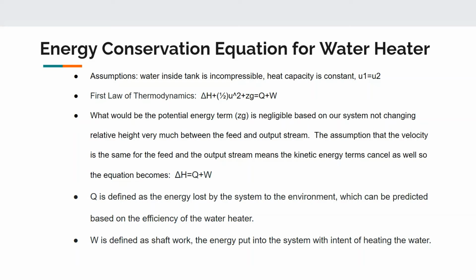Our first law of thermodynamics equation becomes the change in enthalpy equals Q plus W, where Q is defined as the energy lost by the system to the environment, which can be predicted based on the efficiency of the water heater. W is defined as shaft work, the energy put into the system in order to heat the water.